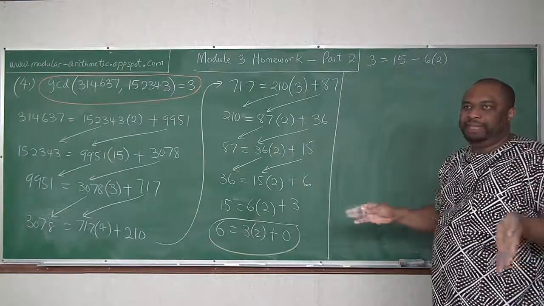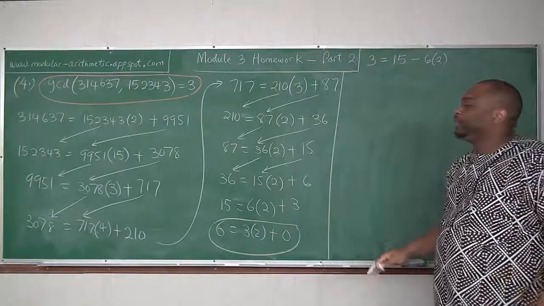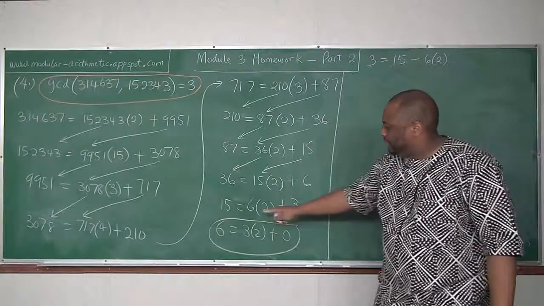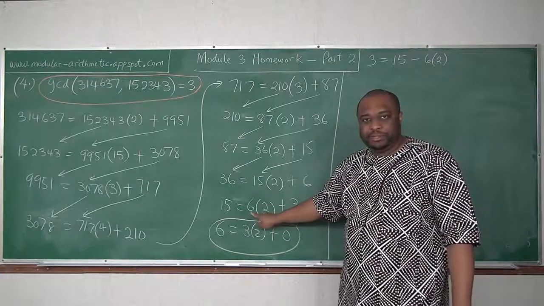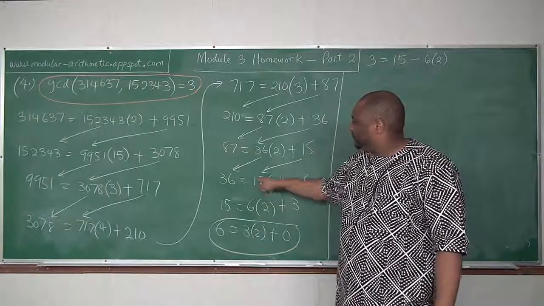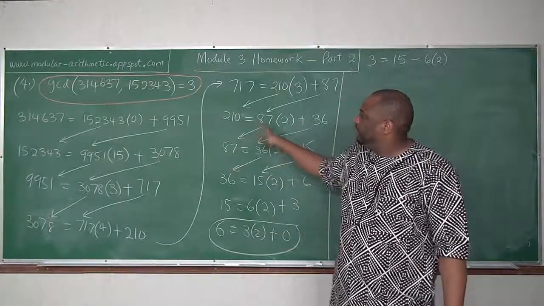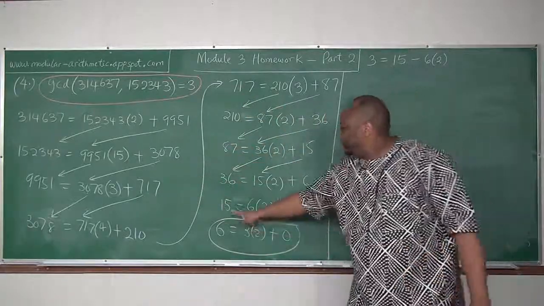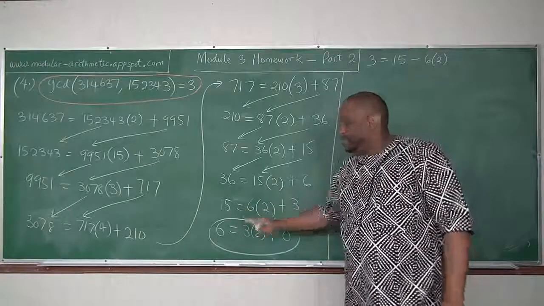It will be there. In the final answer, that 3 must be there. Okay, we are going to keep on each one. Remember, this is the dividend, this is the divisor. Dividend, divisor. So, 15 is the dividend, 6 is the divisor.